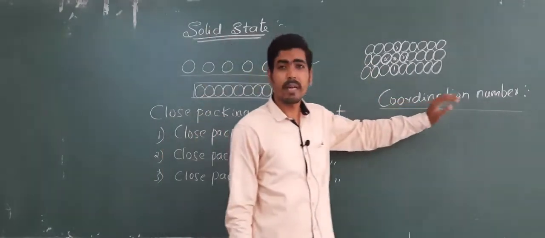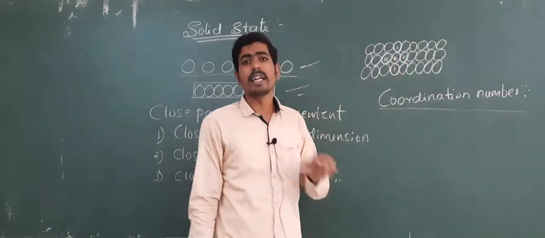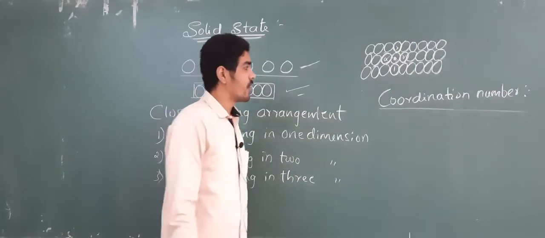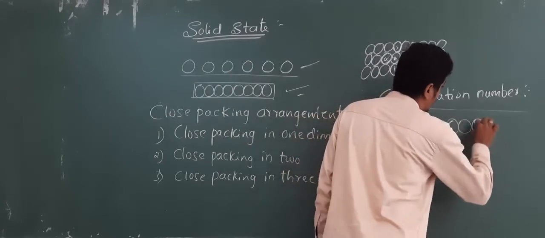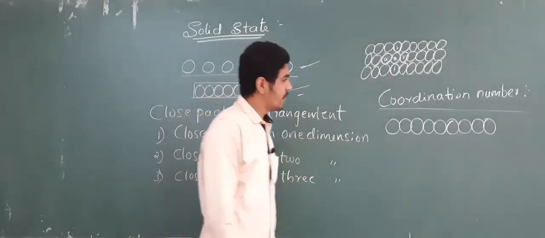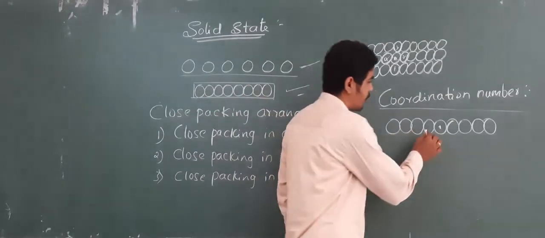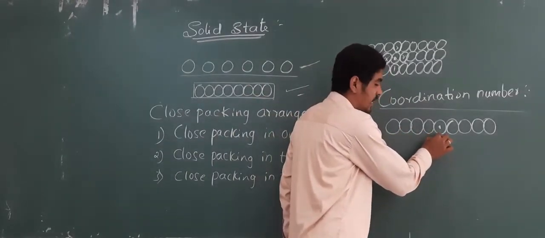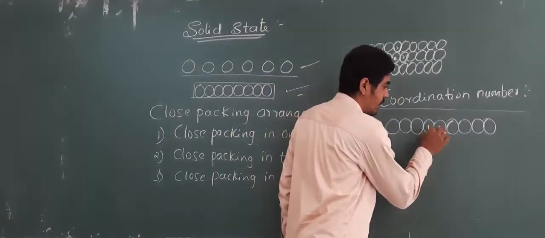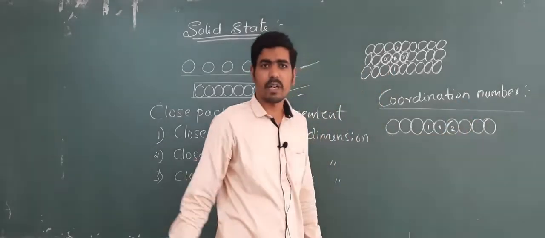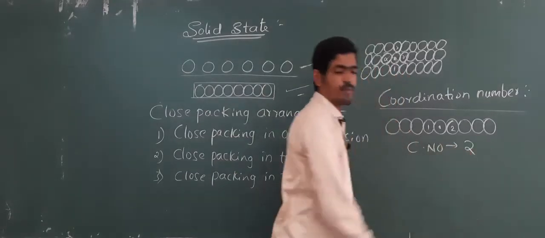What does this coordination number indicate? The number of nearest neighboring atoms surrounding each constituent particle. Okay, if I consider this type of arrangement, okay. Now, if I consider this constituent particle, what is the coordination number here? If you look at this atom, it is surrounded by how many nearest neighboring atoms? This one, 1, and this is another one, 2. So, the coordination number is 2.